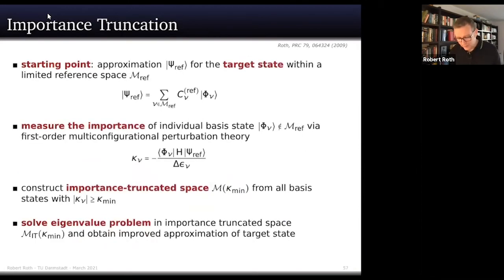And formally, this is not complicated at all. So what you typically do, you start from an initial approximation for your target state, which is, for example, the ground state.